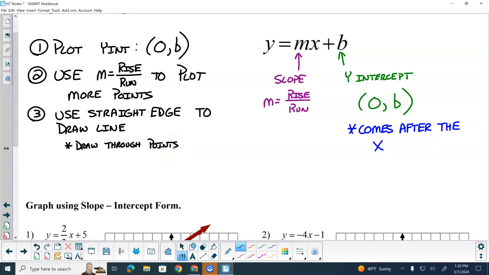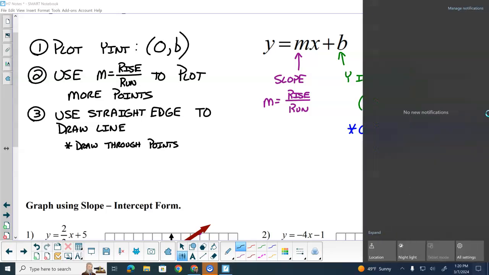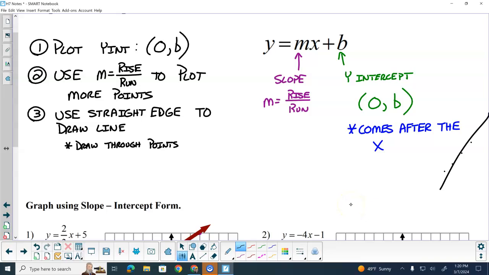What else? What's another hint? Where do our arrowheads go? Outside of the grid, right? So connect and extend. You're going to connect your points with your straight edge. You're going to extend your line off the graph and put those nice little arrows on the end. That means it goes on forever and ever.